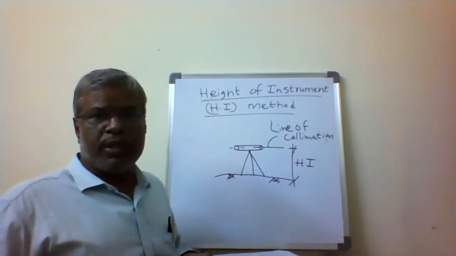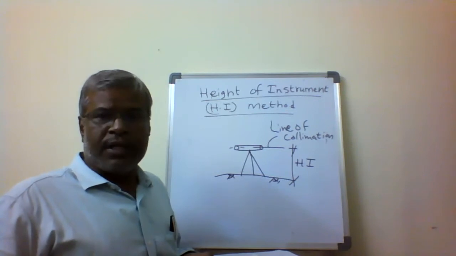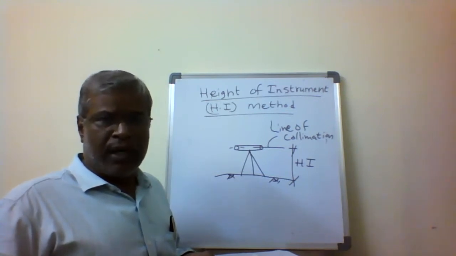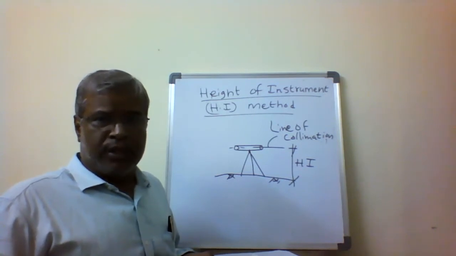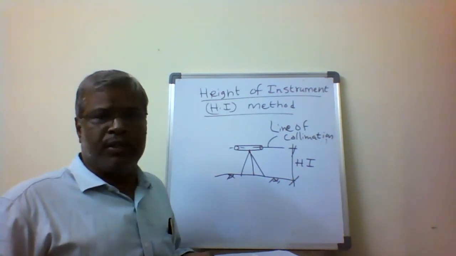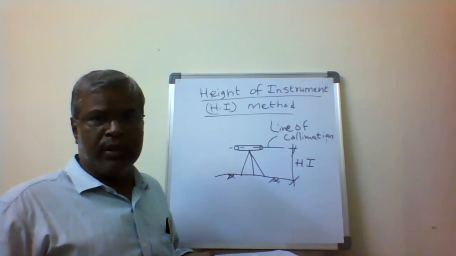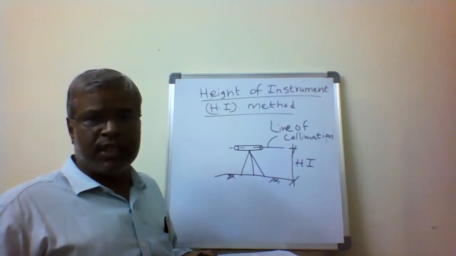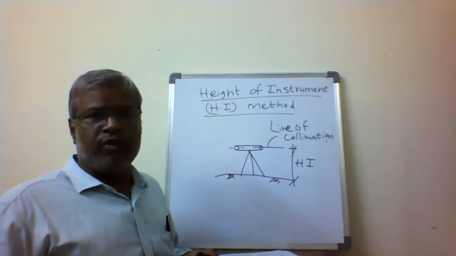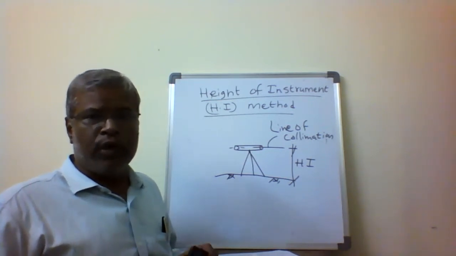So the height of instrument is not the true vertical distance from the ground to the instrument. It is the vertical distance from the ground to the line of collimation that we call the height of instrument. We calculate this for each and every setup of the instrument, and from that we calculate the elevation. How are we able to do that?